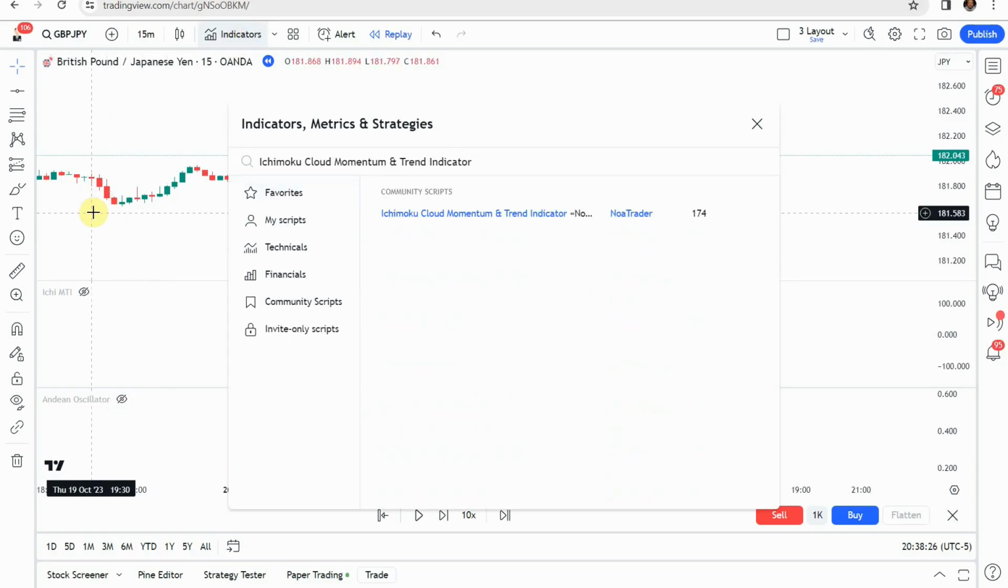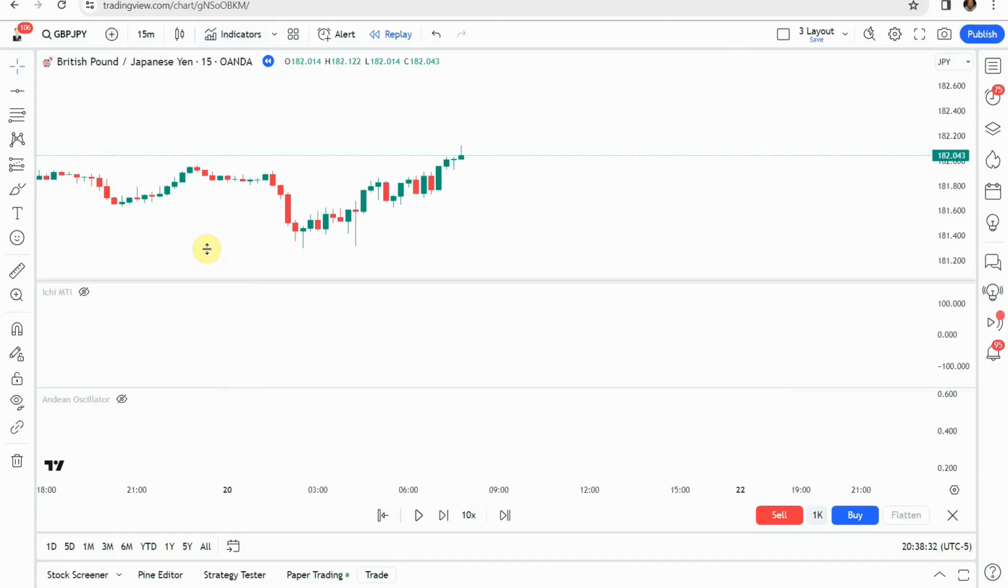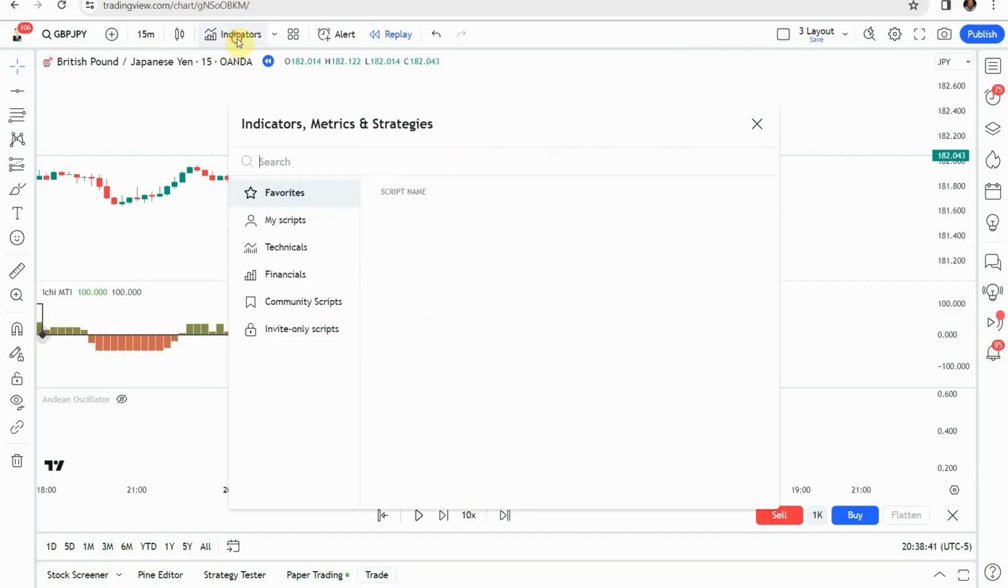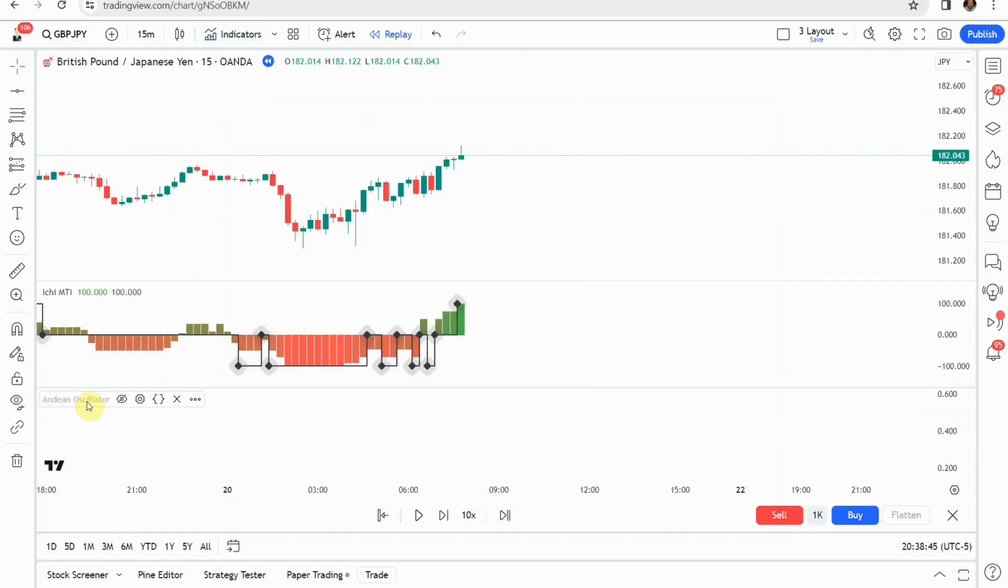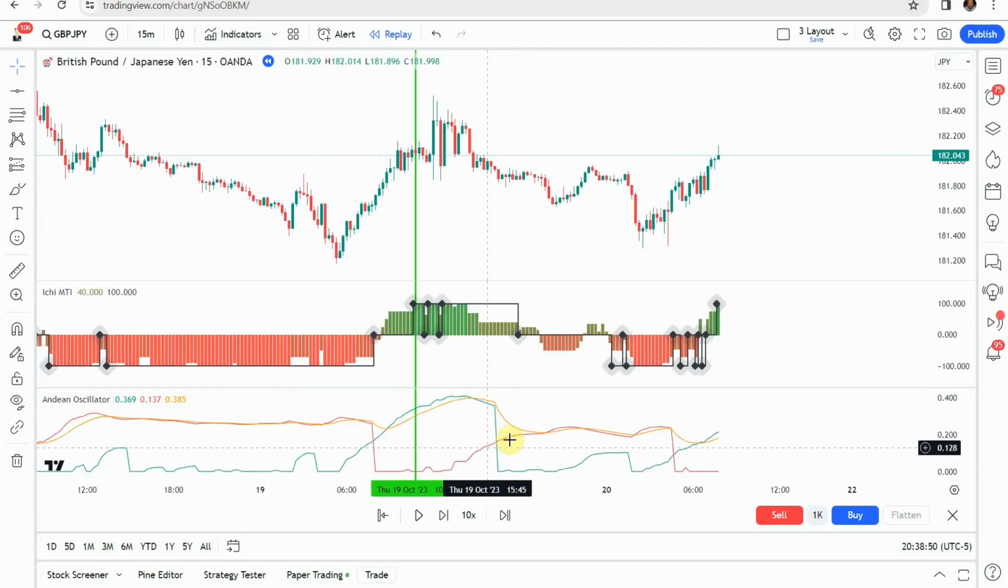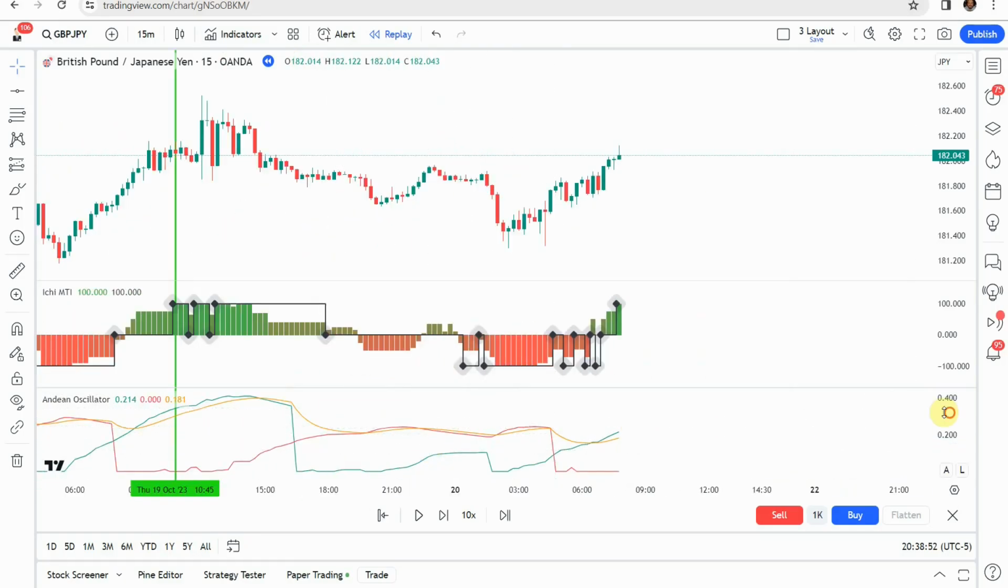First indicator you'll add to the screen is going to be the Ichimoku Cloud Momentum and Trend Indicator, this one right here. You'll add that to the screen and it should look like this right here. The next indicator you'll want to add to the screen is going to be the Andean Oscillator, this one right here. You'll add that one to the screen as well. And again, it will look like this right here. Scroll back a little bit. You can kind of see it a little bit better there.